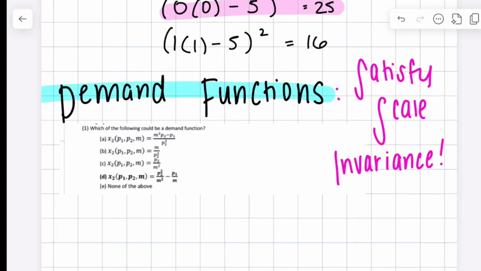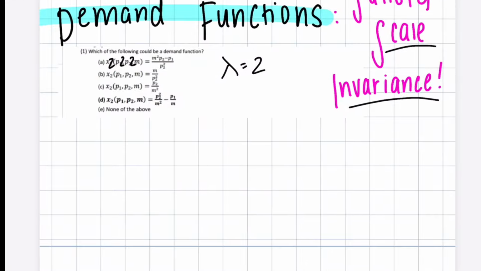Finally, this one says, which of the following could be a demand function? In order to be a demand function, we have to satisfy scale invariance. Invariance means that our demand function does not change when we scale it by a constant. So that means we're scaling p1, p2, and m all by a constant. They use lambda. I'm just going to use the number 2 to make it a little simpler on myself because I'm choosing my own constant. So I'm going to multiply p1, p2, and m all by 2 and see if my demand function stays the same. So for A, we have m squared p2 minus p1 over p2 squared.